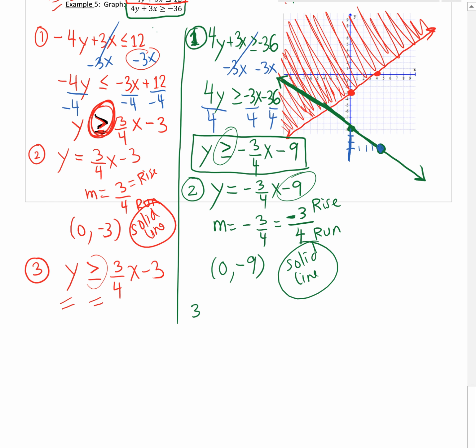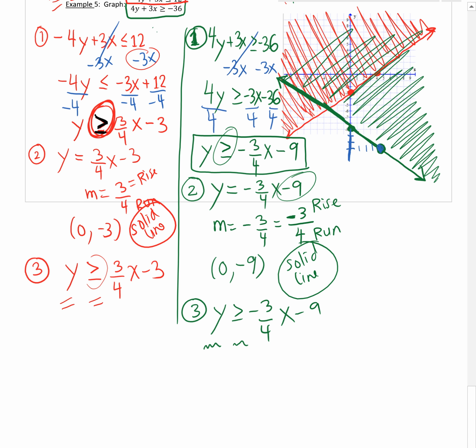All right, where are we shading, though? Are we shading above this line or below this line? Well, what was my inequality by the time I isolated y? It was a greater than or equal to. Alright, so again, this is the reasoning here. Y, where are the y's that are greater than or equal to? The greater y's are above. That means I'm going to shade everything that's above this green line. There it is, looking good.